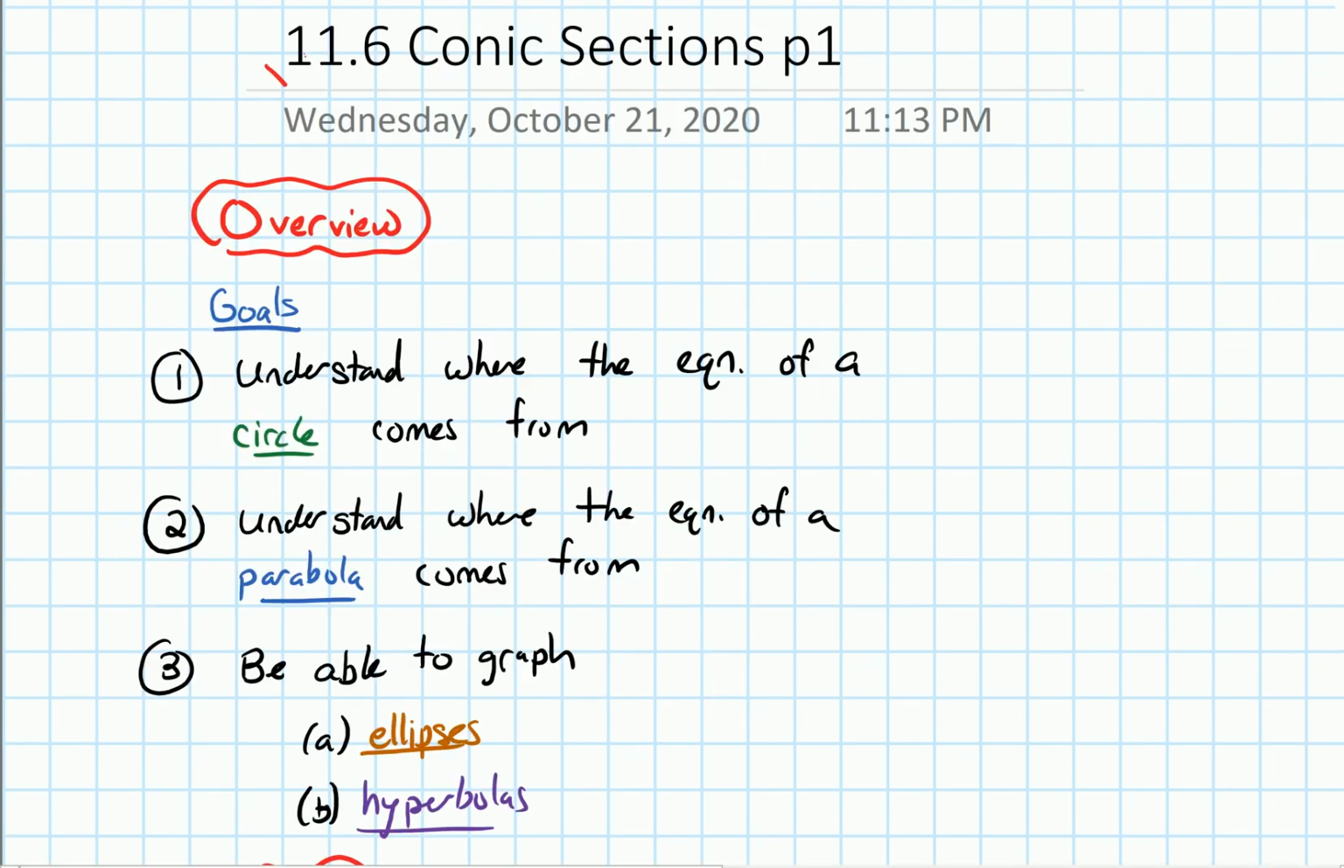In terms of our goals for this section, we have now done our first goal. We've reviewed where the equation of a circle comes from, and done an example where we find the center and the radius of a circle. In the next video, we will review parabolas and talk about where the equation of a parabola comes from.